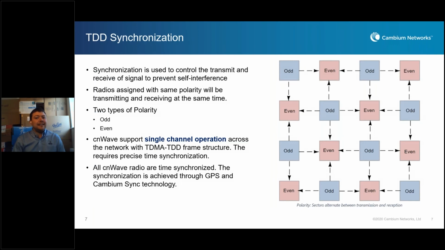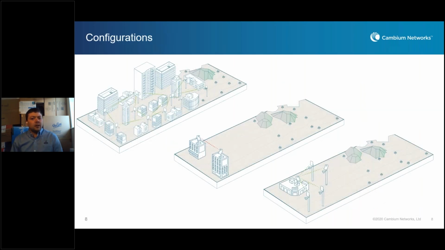So by using TDD synchronization, which allows us to control when we send and receive, each radio can be assigned a specific polarity, an odd polarity and an even polarity. So with each TDD frame, the odds will send when the evens receive and vice versa. So this allows us, by using the TDMA TDD frame structure, to reduce interference, and we can also achieve single channel operation. 802.11ay with Terragraph configurations support point-to-point, point-to-multipoint, and mesh.